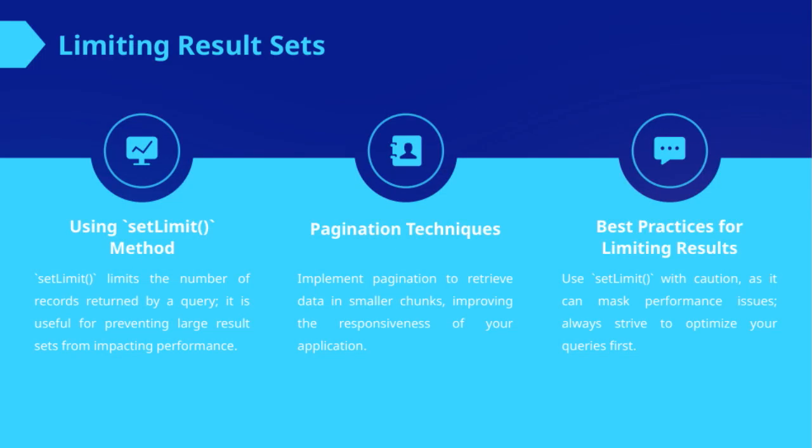Let's talk about limiting result sets. When working with queries, it's important to be mindful of how many records you're pulling back. Using set limit can be helpful, but I always advise caution. Why? Because it can sometimes mask underlying performance issues. Instead, it's better to focus on optimizing your queries first to make sure they're efficient.